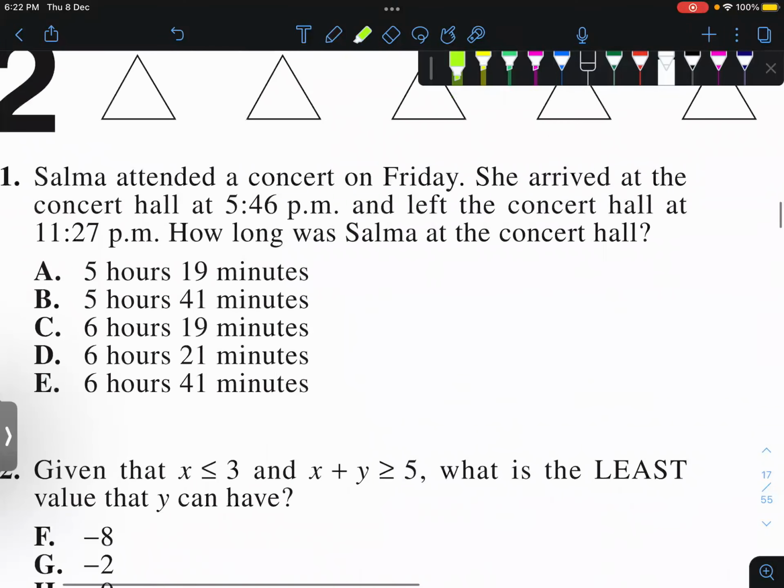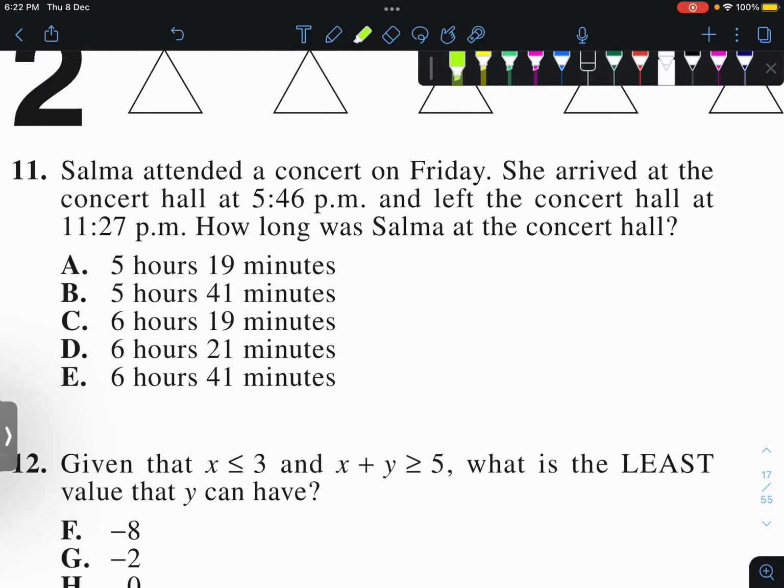Next question, number 11. Okay, Selma attended a concert on Friday, and she arrived at the concert hall at 5:46 p.m. and left the concert hall at 11:20.